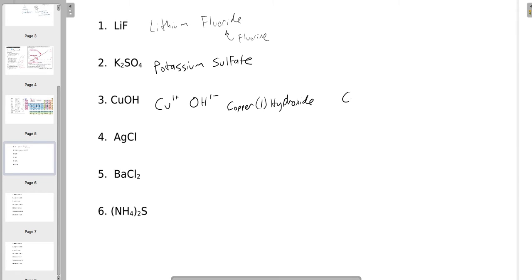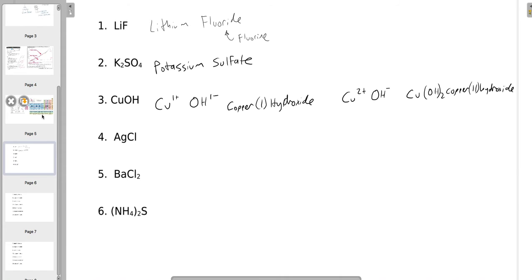If it were copper 2 hydroxide, copper with a charge of 2+ and OH with a charge of 1-, there would have to be two hydroxides to go with every copper. So the formula would be Cu(OH)2. This would be copper 2 hydroxide. So the names are different, and the formulas end up different because copper 2 would have a charge of 2. You need two hydroxides to go with it.